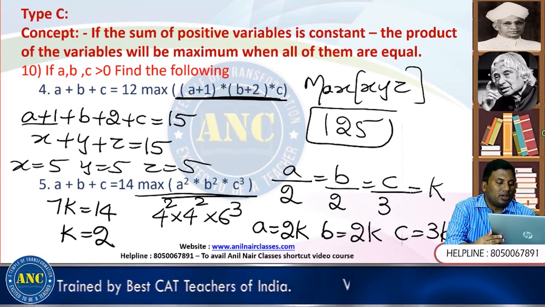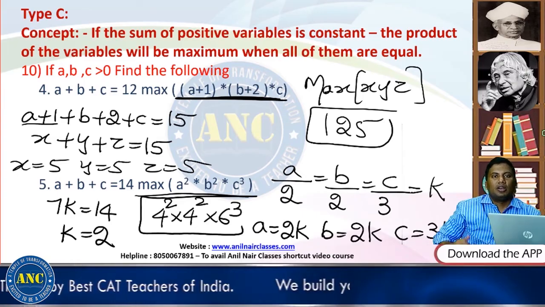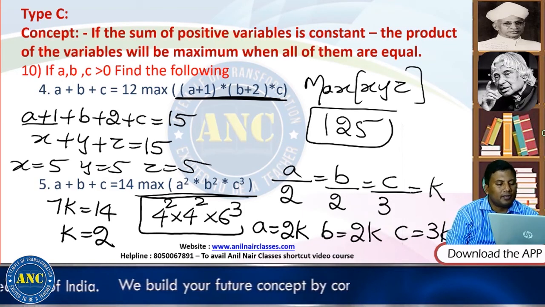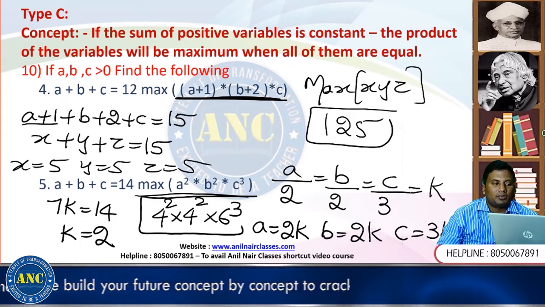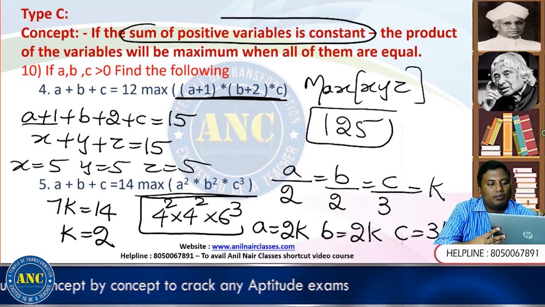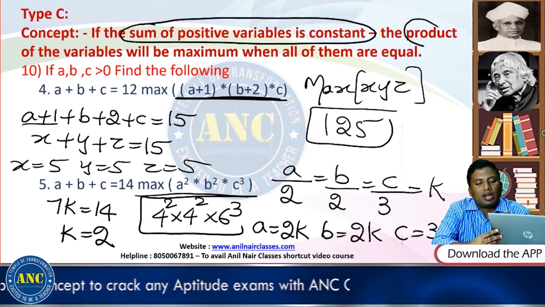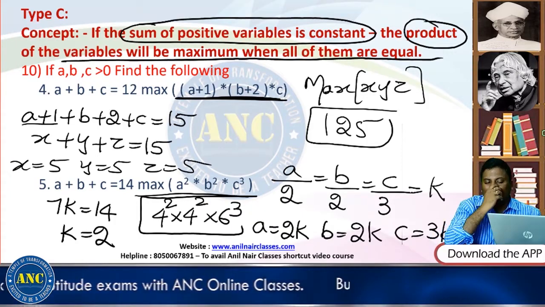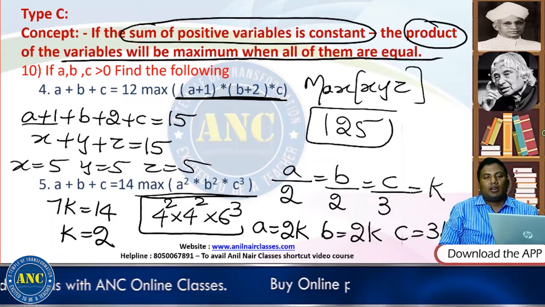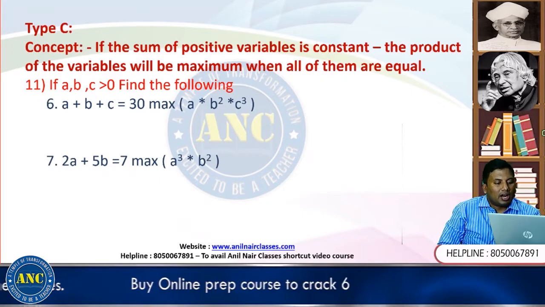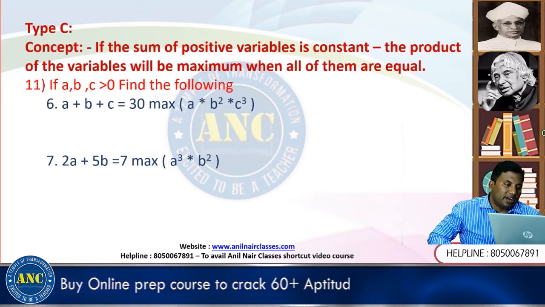4 square into 4 square into 6 cube. Idea is clear? These 10 problems are under type C concept. If the sum of positive variables is constant, the product of these variables will be maximum only when all of them are equal. Only when all of them are equal, the product will be maximum. Right? Another question, same variety.